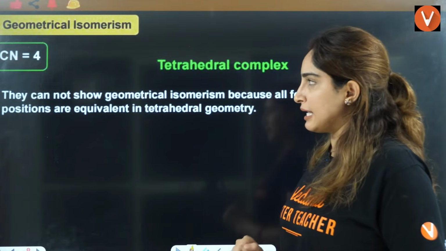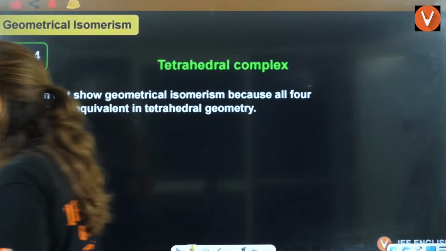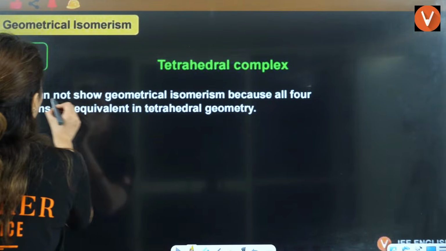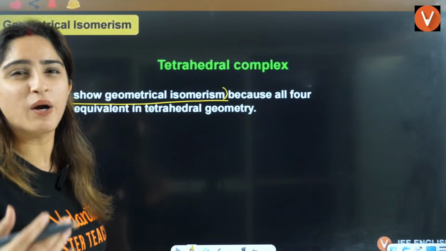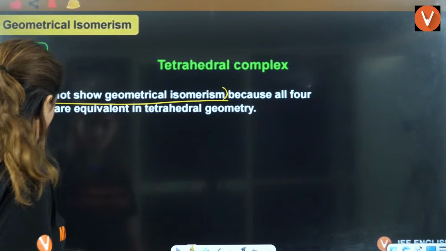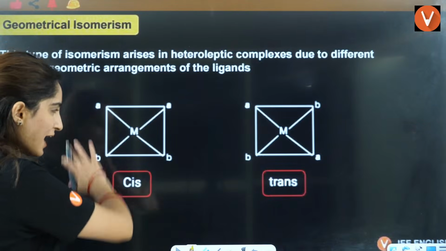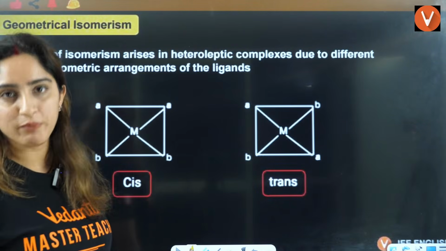If you see, we are saying that a tetrahedral complex is never going to show any geometrical isomerism. For that, you need to understand what geometrical isomerism is. See that, if I have any structure, I am taking square planar here.